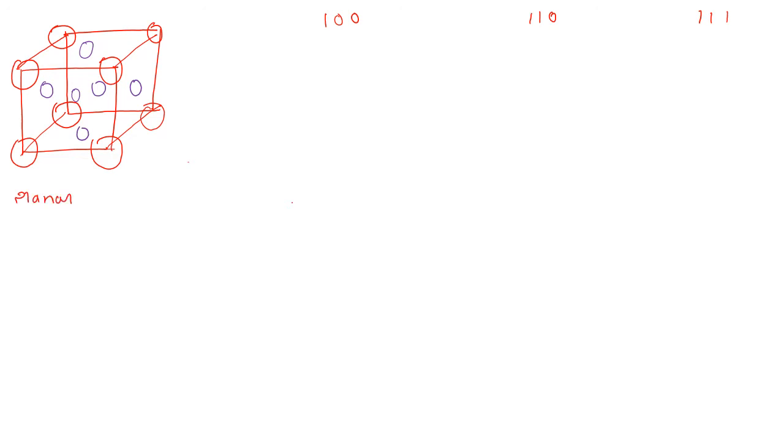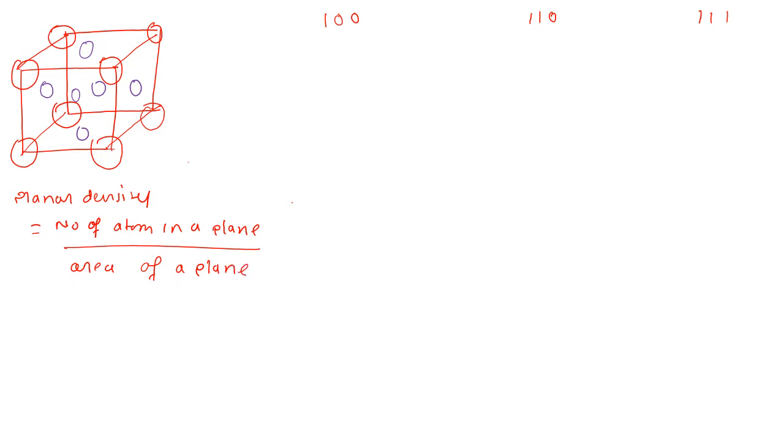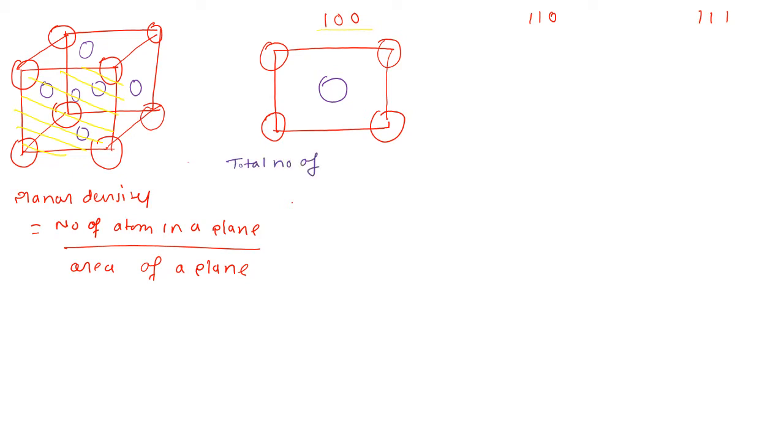Planar density we know is equal to the number of atoms in a plane divided by the area of the plane. So let me show you the 100 plane, which I highlighted with yellow color. Let me take this out for simplicity. This is our 100 plane, which has corner atoms, and additionally it has a face centered atom. Each corner atom contributes 1 by 4 to this plane, and there is one face centered atom, so the total number of atoms becomes 2.